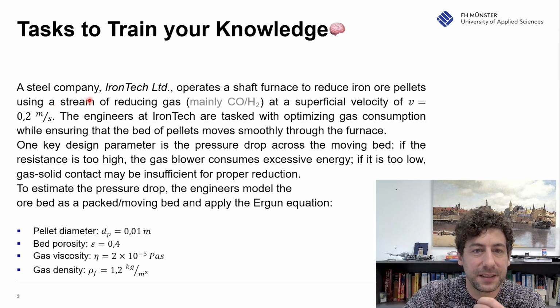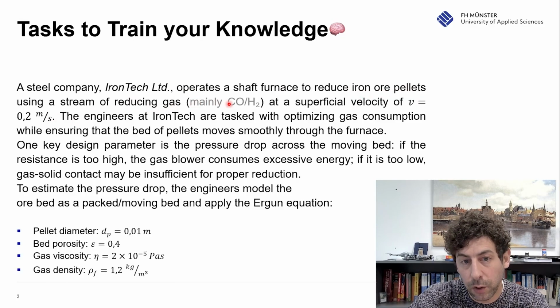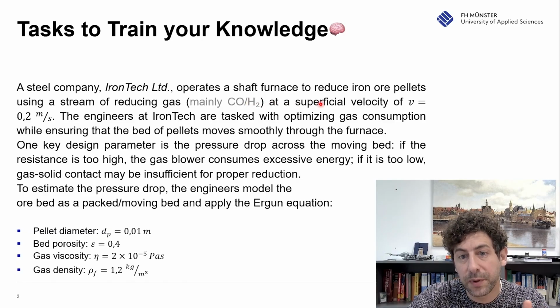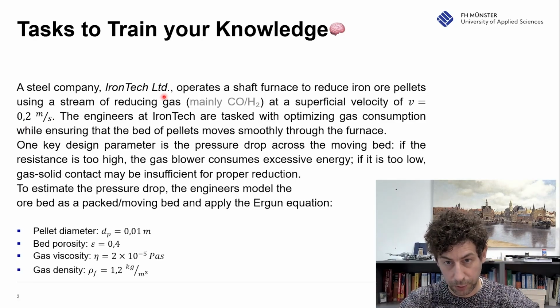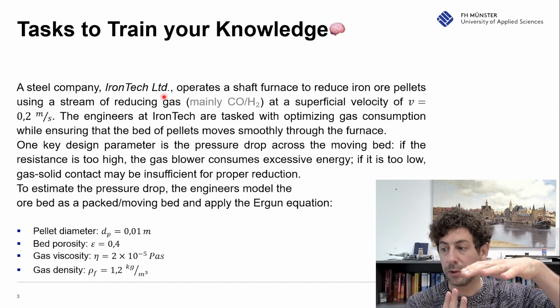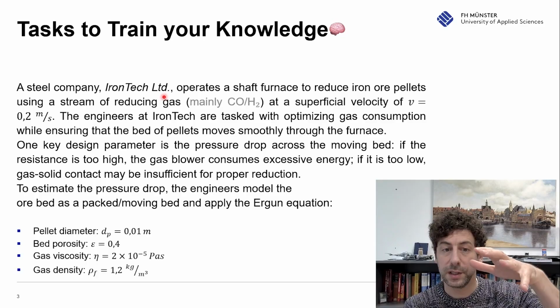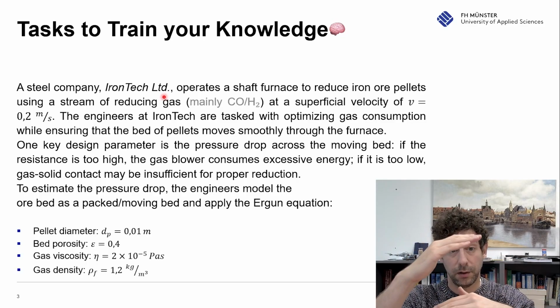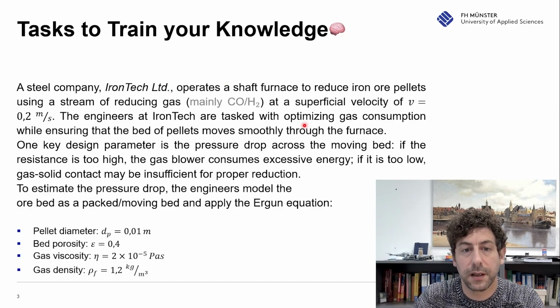So the task is that we have a steel company, Iron Tech, and it operates a shaft furnace to reduce iron ore pellets using a stream of reducing gas, mainly CO and hydrogen, at a superficial gas velocity of 0.2 meters per second. So we have iron ore pellets and we put them into a shaft furnace. They fall down. We have a stream of gas going in the other direction with a velocity of 0.2 meters per second. And this gas goes through the bed of particles, which is moving down. And then we have a reduction to get our iron.